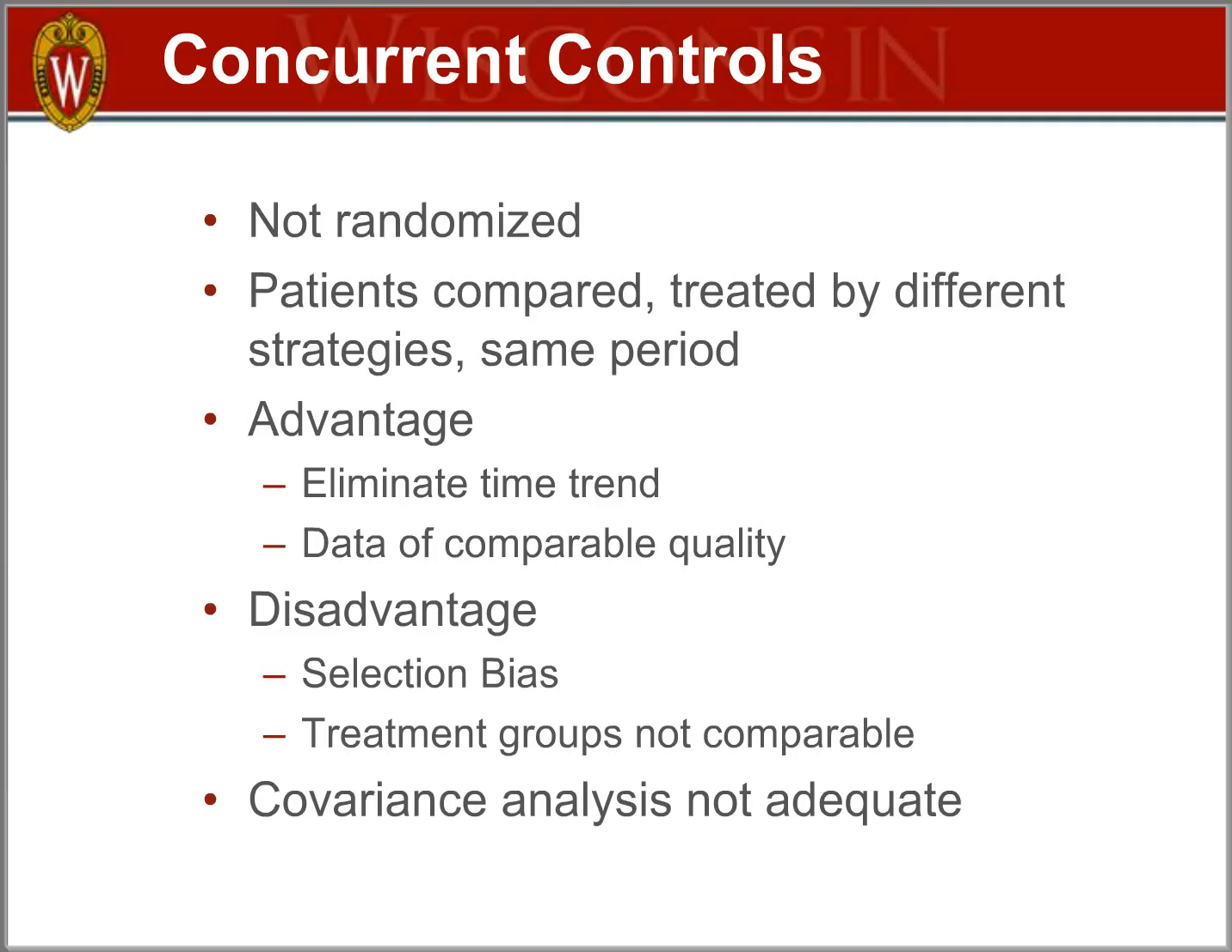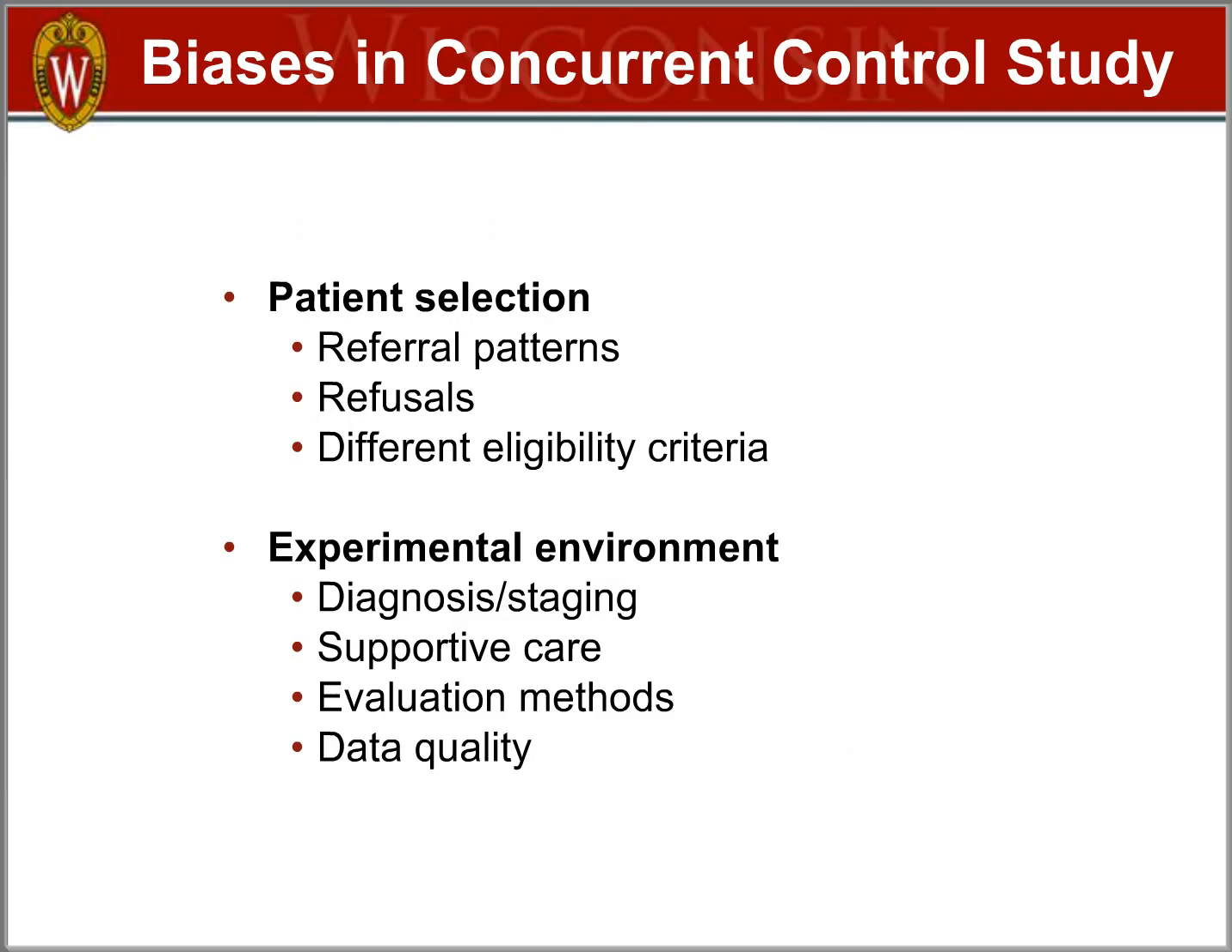An important thing to remember is that statistical analysis, sometimes referred to as covariance analysis or covariate analysis, is usually not adequate to adjust for these differences. We just do not know all the key variables to measure, to make the adjustments, and even if we did know them, maybe we don't have them. So there's lots of biases in concurrent control: patient selection due to referral patterns, refusals, and subtle differences in eligibility criteria, and then environmental differences, which have to do with diagnosis, supportive care, evaluation methods, data quality, and so forth. So while it's an interesting design, it is probably not adequate for the definitive design that we need.